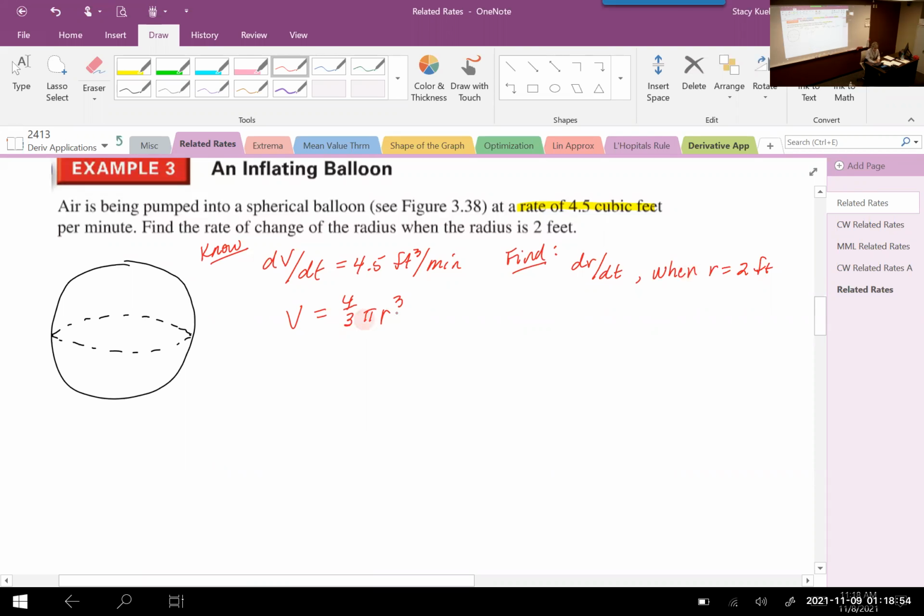So we're going to take our formula right here. When I'm looking at the formula, I have volume, which is V. I have r, which is given to me, and dV dt, dr dt. So I have pretty much everything I need to be able to move forth. So the second thing I want to do is take the derivative of both sides with respect to t.